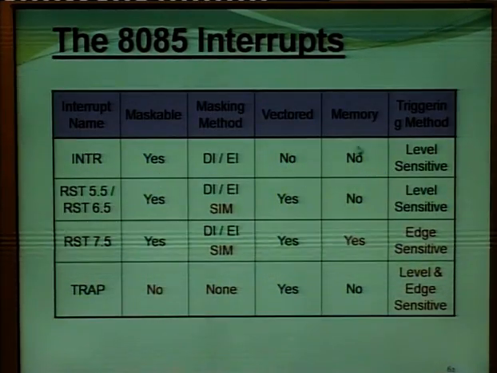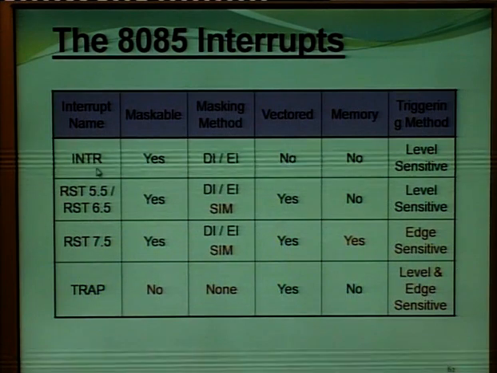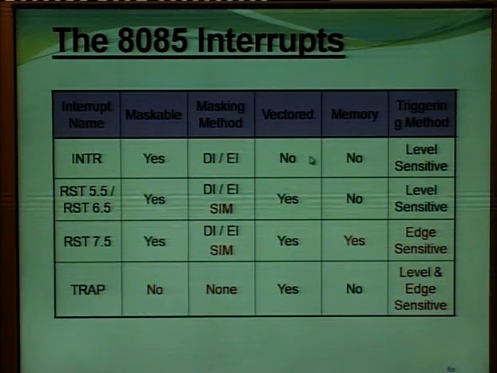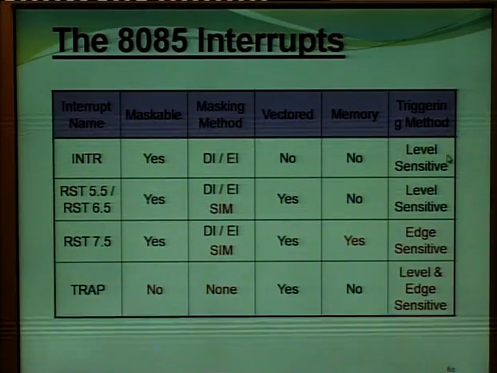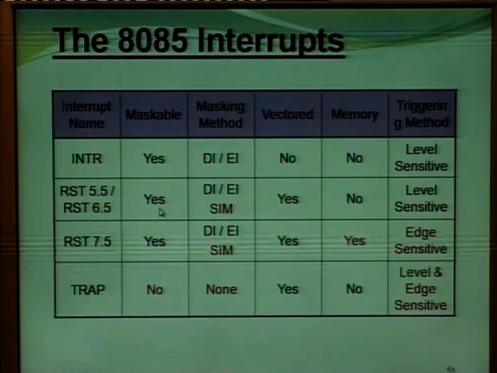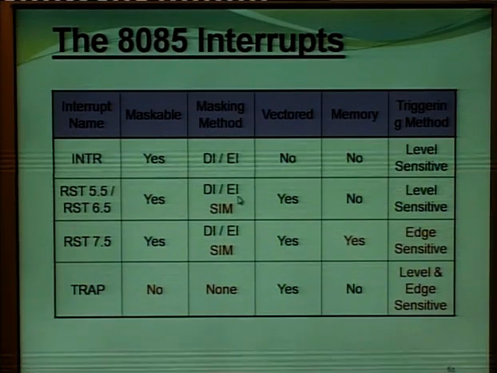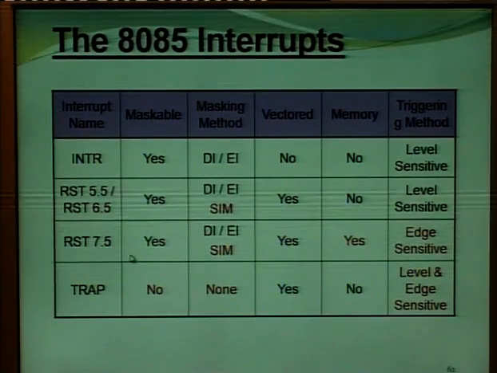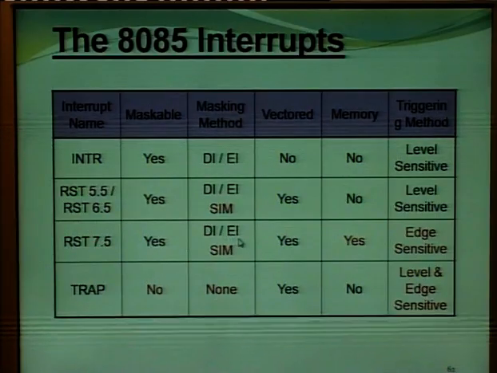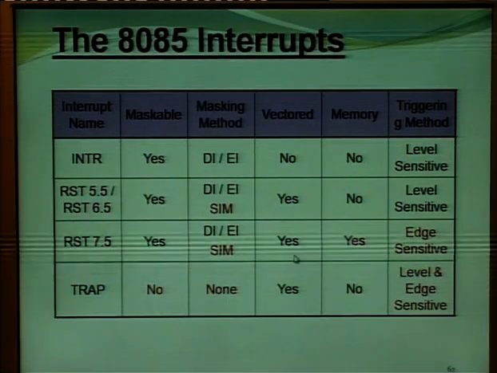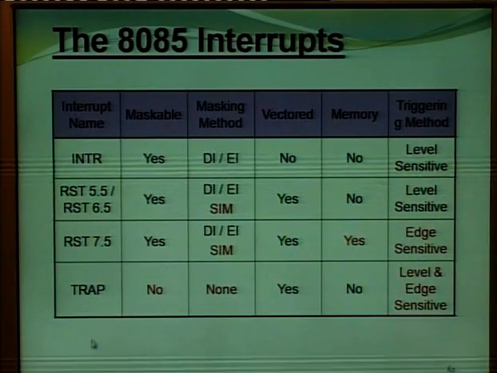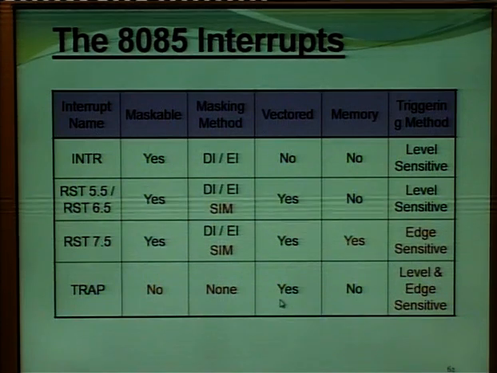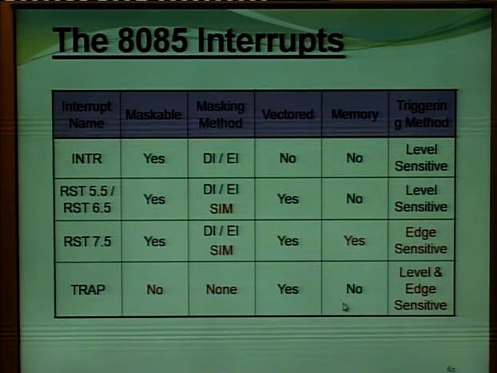Lastly, there is a summary of this interrupt system. INTR is maskable, it is enabled or disabled by the instructions EI and DI, it is not a vectored interrupt, and it is level sensitive, whereas 5.5 and 6.5 are maskable. These are enabled and disabled by EI, DI and SIM also. They are vectored, and also level sensitive. 7.5 is maskable, enabled and disabled by EI, DI and SIM instructions. It is vectored and it is edge sensitive, whereas TRAP is non-maskable, so it cannot be masked. It is vectored, and it is level as well as edge sensitive.